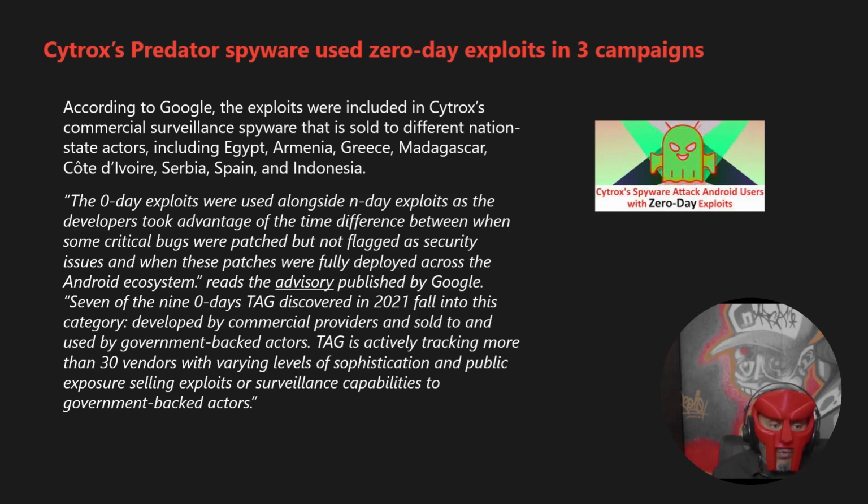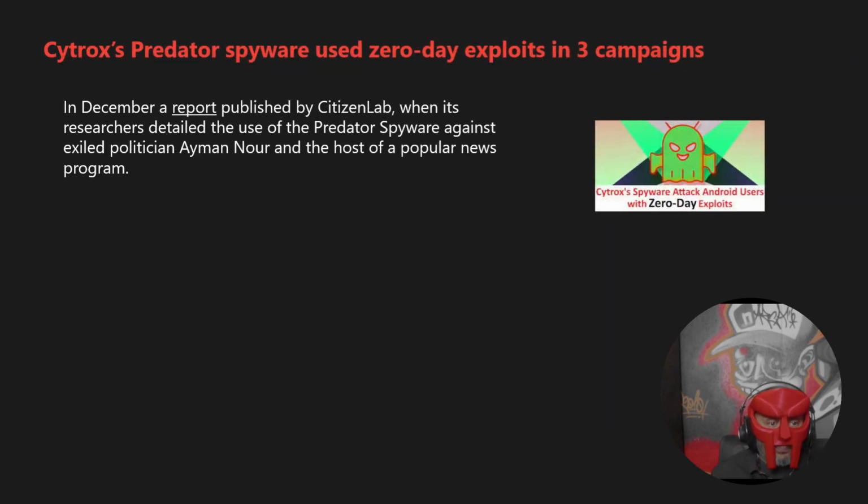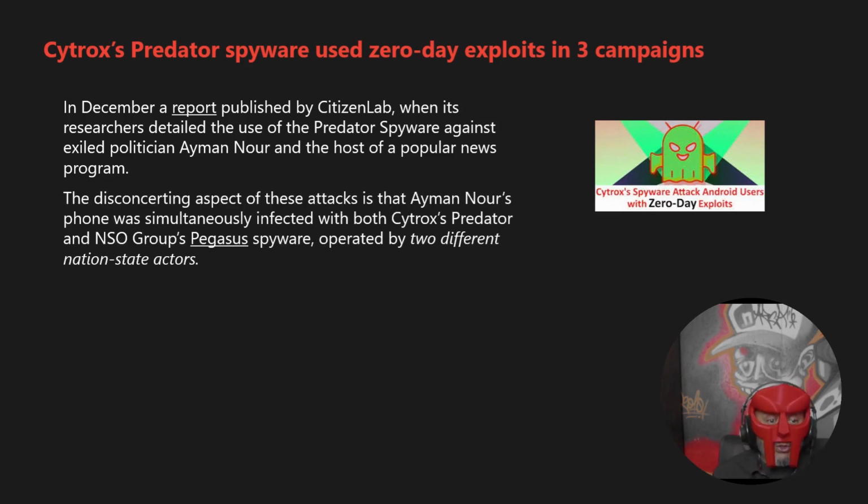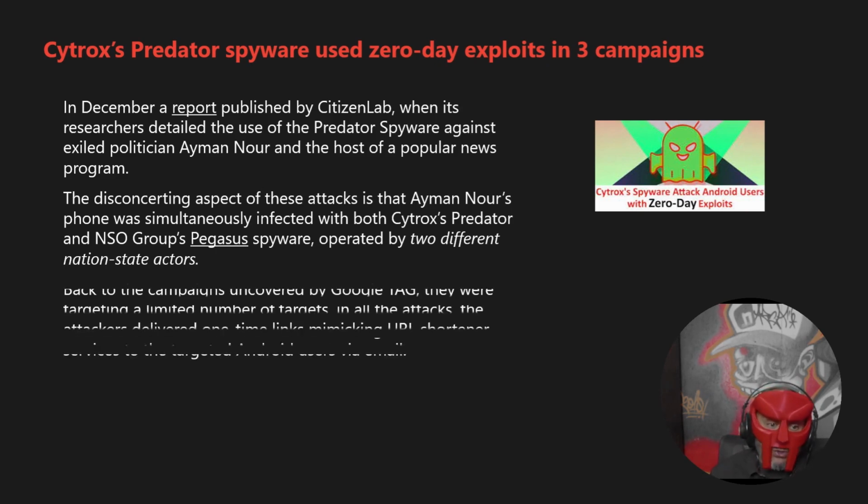TAG is actively tracking more than 30 vendors with varying levels of sophistication and public exposure selling exploits or surveillance capabilities to government-backed actors. In December, a report was published by Citizen Lab, in which its researchers detailed the use of the Predator spyware against exiled politician Ayman Nawar and the host of a popular news program. The disconcerting aspect of these attacks is that Ayman Nawar's phone was simultaneously infected with both Cytrox's Predator and NSO Group's Pegasus spyware, operated by 2 different nation-state actors.